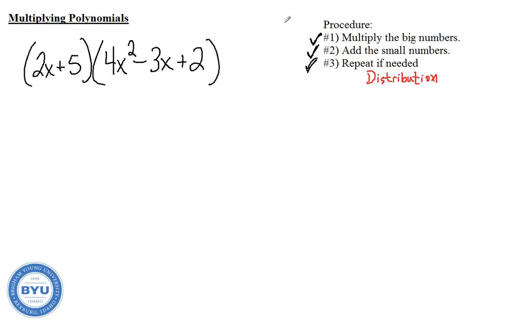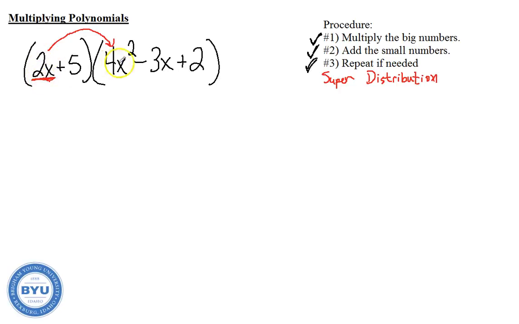The same thing happens when we do polynomials of bigger design. Here we have a binomial, and we're going to multiply it by this trinomial. And again, we're going to do the exact same thing. We're going to take everything from the first polynomial and multiply it into the second polynomial. In this case, I like to sometimes call it super distribution because we're going to distribute multiple times. So I'm going to start with the 2x and distribute it into the second polynomial.